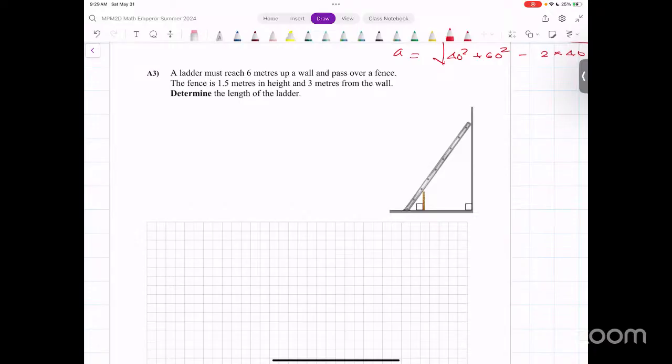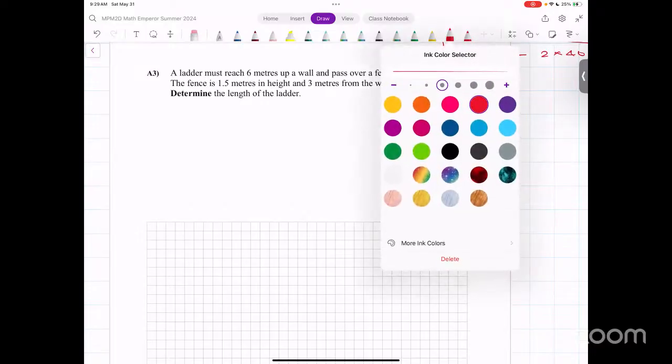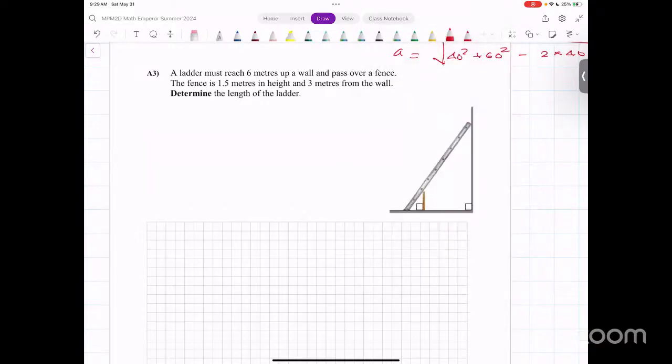Sir, is the fence 3 meters away from the wall? Or is it the ladder that's 3 meters away from the wall? You really find that difficult to comprehend in English? It's written in English. English is very struggling for me because I speak another language. The ladder must reach, it's a mix of broken English.